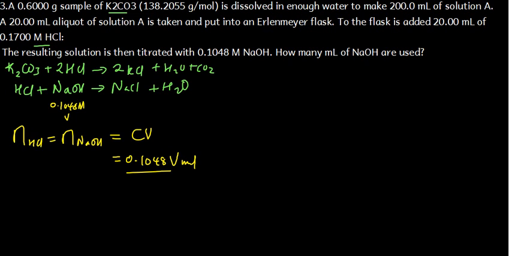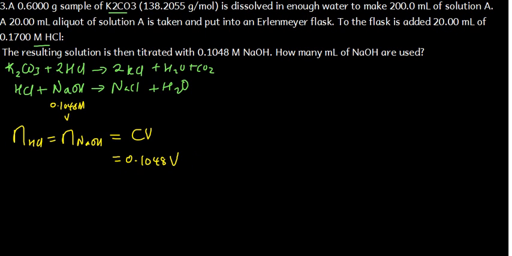Okay. Now remember, what has happened here is, we only got 25 milliliters of solution A. Solution A is potassium carbonate, which we dissolved first in 200 milliliters, and then we only got that portion. Now the hydrochloric acid that we added was 20 milliliters of 0.17 hydrochloric acid. So from this we can also determine the number of moles of hydrochloric acid which were there initially.